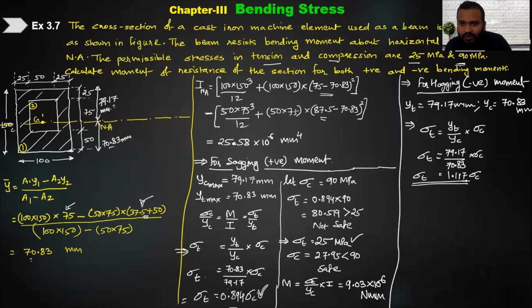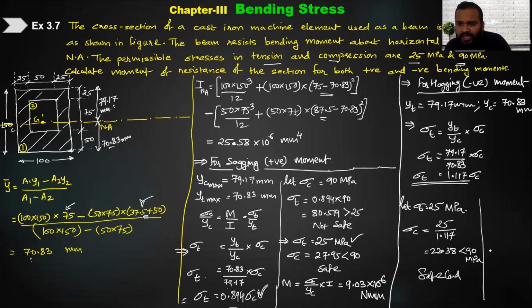According to this relation now I want to check. So now let us check by taking sigma t as 25. If I take sigma t as 25 MPa, how much should my sigma c be? So according to this relation, 1.117 multiplied, sorry, I wrote it the wrong way. How much will sigma c be? 22.38. So that is 25 divided by 1.117, right? Now it is 22.38 and it is lesser than the value which is given as 90 MPa. So therefore it is a safe condition.